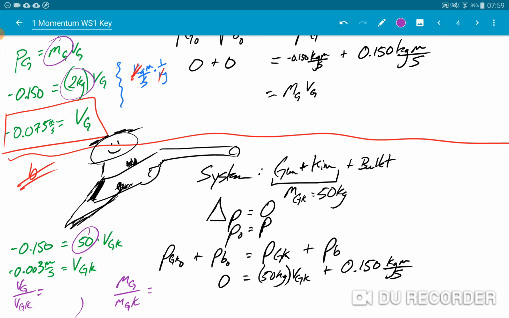And if we do that, we get 0.003 divided by 0.075, and we get 0.04. So we have only 4% of the original velocity that the gun had. Now Kim and the gun have that velocity. And if I do that for the mass there as well, I get almost the same value. Now it's slightly different because we're dividing by something else, but we see that this is 0.0416. And so again, it's about 4%. The gun has about 4% of the mass of the gun Kim system here, which is why it decreased by so much there.